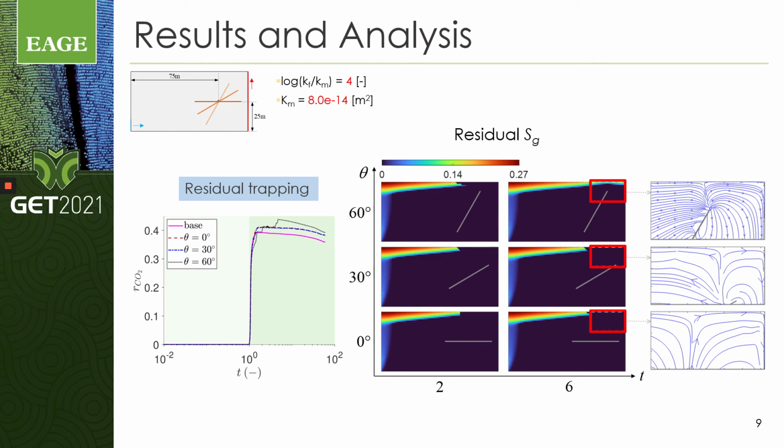In the case of 60 degrees, the outflow of brine via the fracture tip invades the CO2 zone, reduces the gas saturation, and eventually leads to an increase in the residual saturation. Note that the upward flow of brine also occurs for the other 2 cases, but the magnitude of the velocity, as indicated by the density of the streamline, is very small, so its impact becomes insignificant.